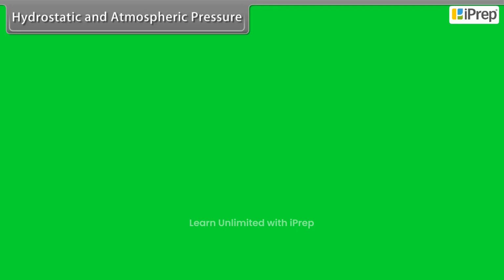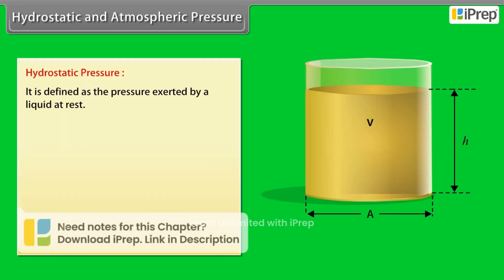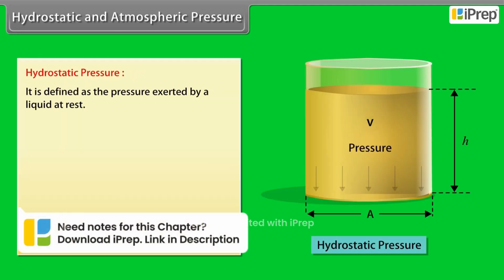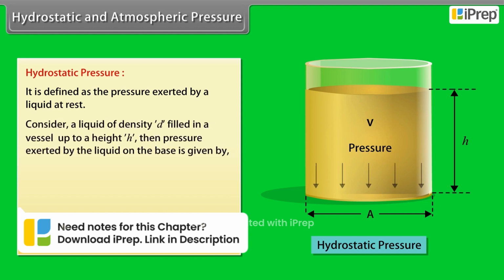Hydrostatic and atmospheric pressure. Hydrostatic pressure is defined as the pressure exerted by a liquid at rest. Consider a liquid of density d filled in a vessel up to a height h.